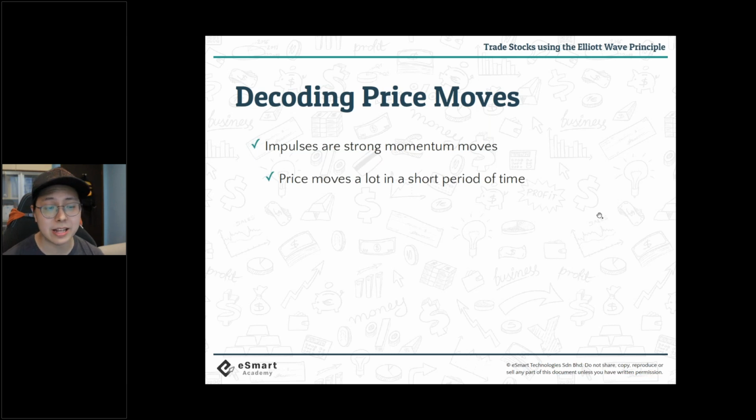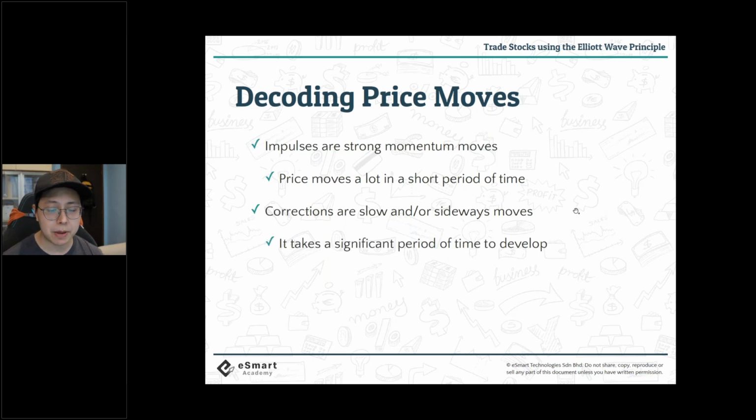And of course, the opposite is correction. The opposite is when the market is moving very slowly, or it's not giving you a very clear sense of direction. It's like a range market, a sideways market. Those are corrections, corrective moves. Price charts basically have the price axis and the time axis. Impulses, because they are strong momentum moves, usually take a very short period of time to develop. But correction, because it's slow and sideways, is going to take a significant period of time. When you try to distinguish these two, impulse and correction, it becomes very clear.